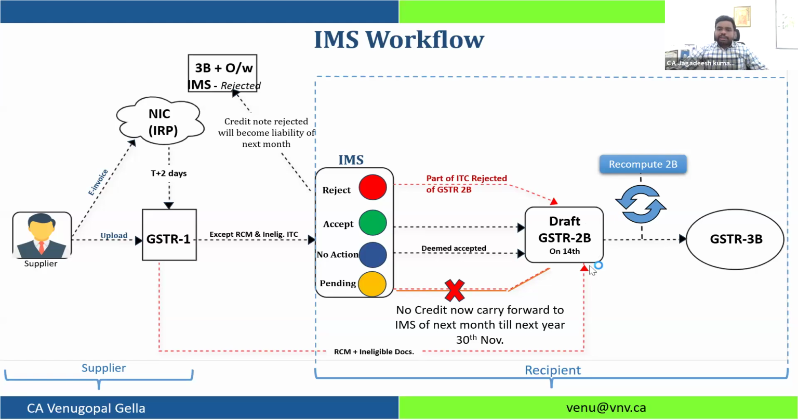And if you see here, I have written it as a draft GST 2B. Why is this a draft GST 2B? Because it will keep on changing as actions are taken in the IMS even after generating 2B. My GST 2B will get generated on the 14th of every month. But if I take any action after the 14th, so today I am on the 18th, I reject some invoices, accept some invoices or keep some invoices pending.